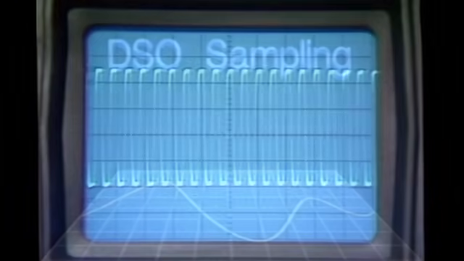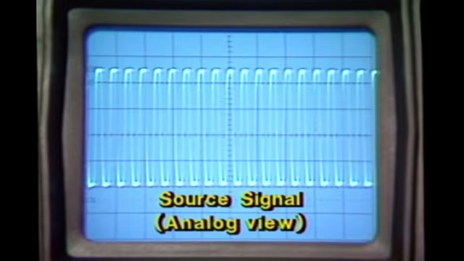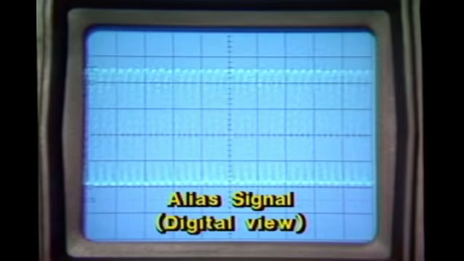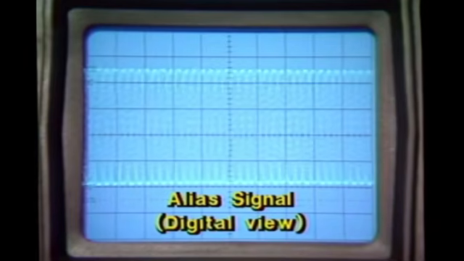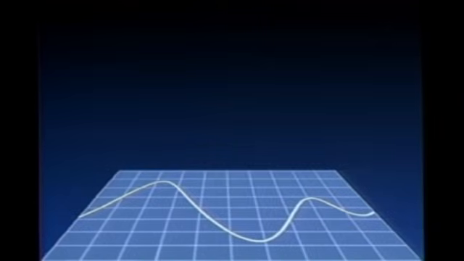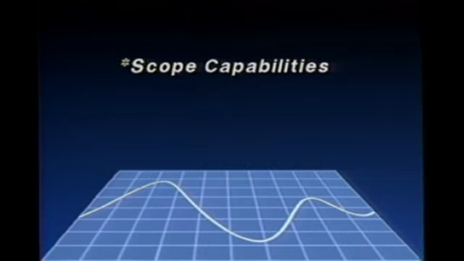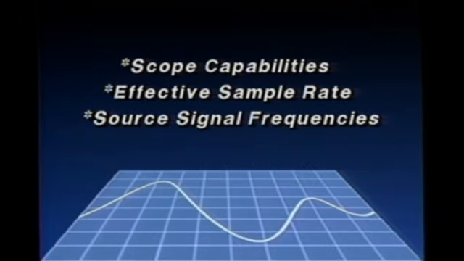Aliasing is a term that describes what happens when a DSO digitizes an input signal with an effective sample rate that's too low. The waveform displayed on the DSO may have a much lower frequency than the actual input signal. To reduce the possibility of aliasing, you need to know these items. What are the specific capabilities of the scope you are using? What is the effective sample rate? What are the frequencies in the signal you are measuring? Once you know the answers to these questions, you can determine the appropriate sweep setting for the signal you want to capture.